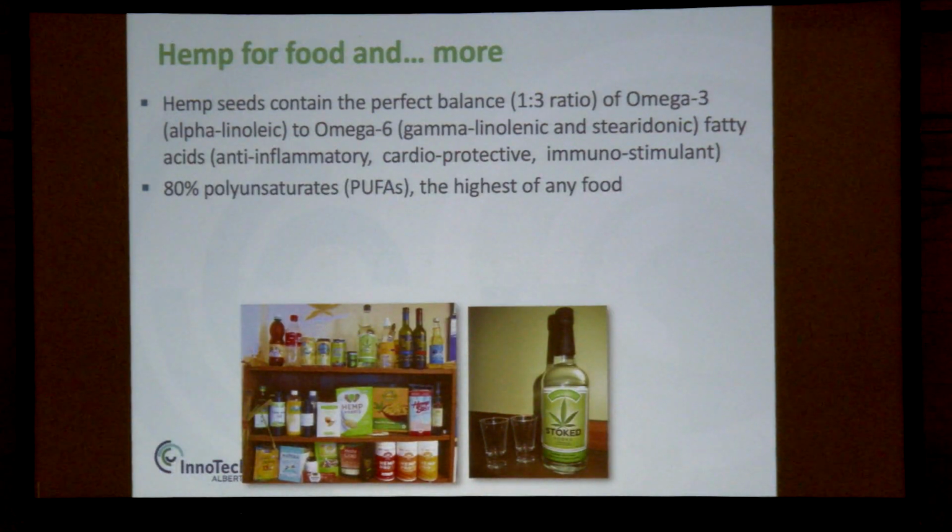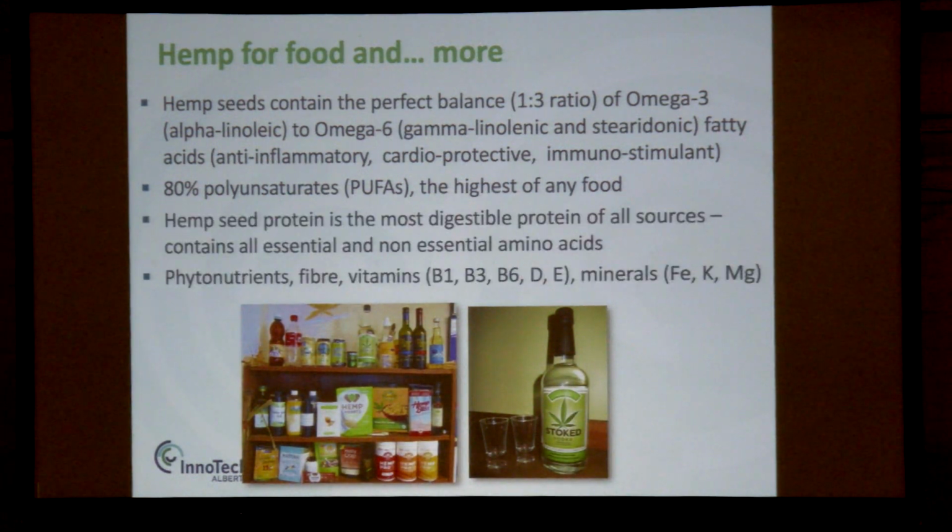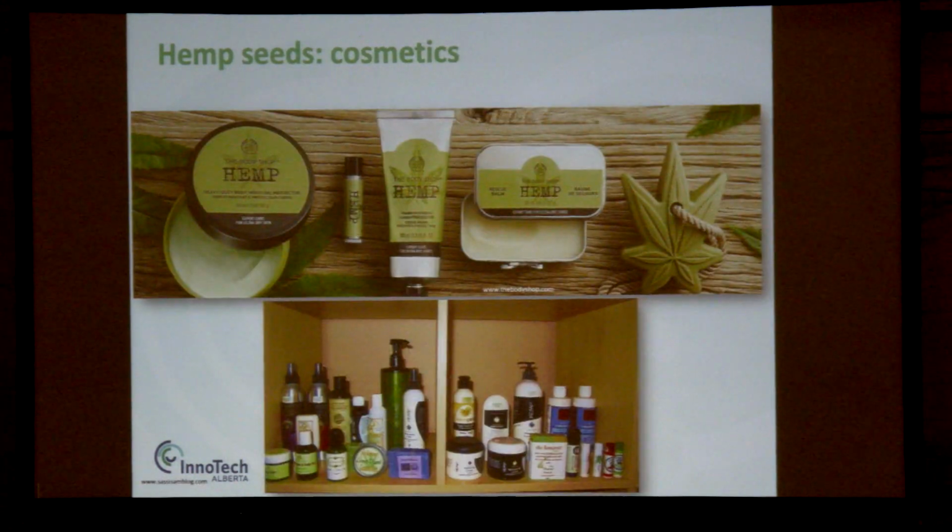So benefits, omega-3 to omega-6 ratio, perfect. Exactly the same ratio we have in our brain, has anti-inflammatory, cardioprotective, and immunostimulant properties. And we are talking only about hemp food. Of course, it contains all essential and non-essential amino acids and very many phytonutrients. So it is considered a superfood. Keith can perhaps, if you want to learn more, ask him.